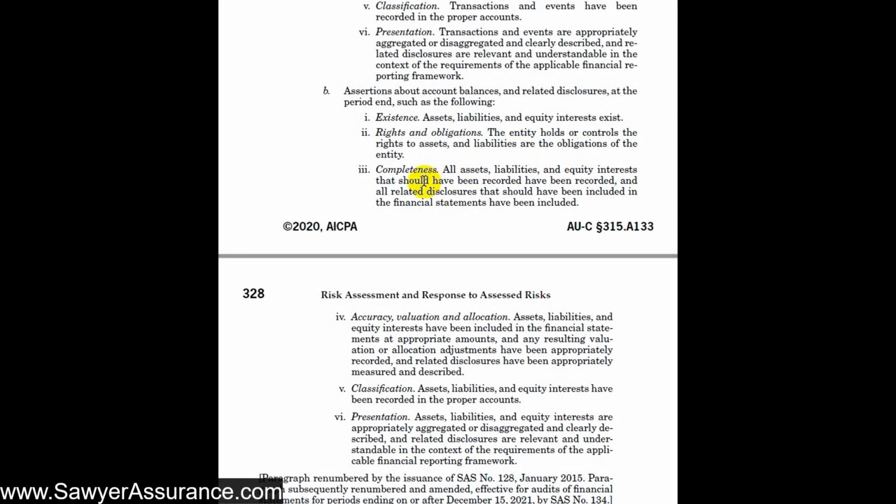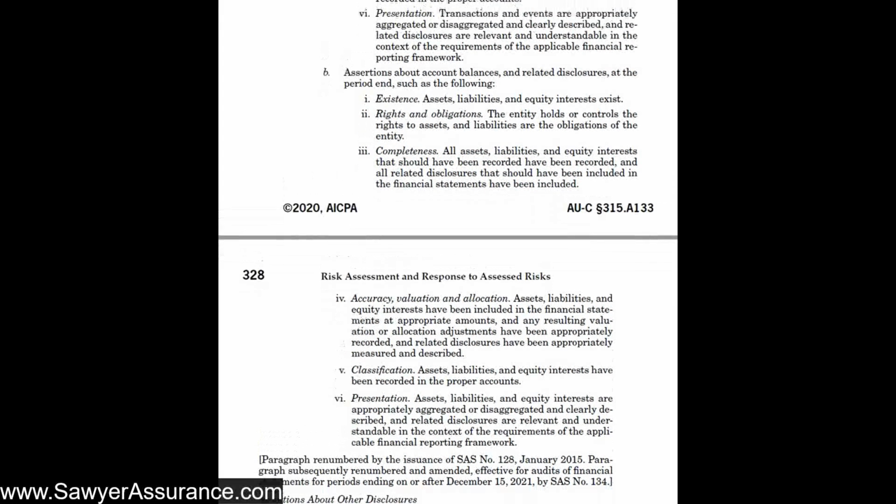And then next, completeness. Does the balance sheet include all of the assets, liabilities, and equity that the company has control over or has an obligation to? Accuracy, valuation, allocation. And so for the accounts, assets, and liabilities that the entity has recorded, were they recorded accurately in the right amounts? And then classification, were they put into the correct accounts?